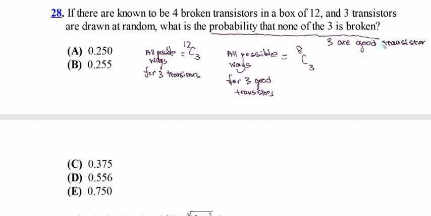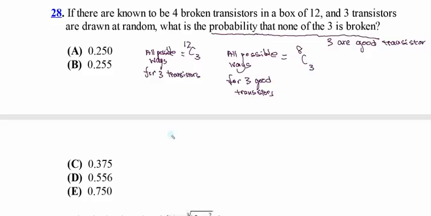Okay, so I'm going to pick 3 of them, but how many total good transistors? 12, 4 are broken, that means there are 8 good transistors. Okay, in other words, I'm going to pick out of these 8 good transistors, I'm going to pick 3 good transistors. So how many ways can you pick?